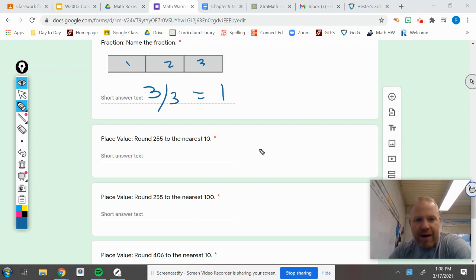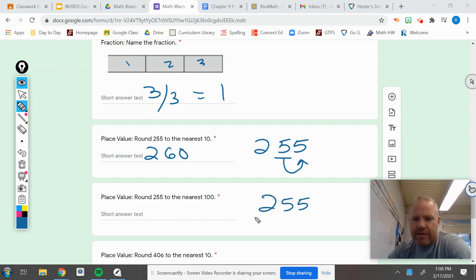That brings us to place value. We're going to do some rounding. We have 255, and we're going to round it to the nearest 10. Here's the tens place. So we're going to ask the 5, are you less than 5? He says, no. So the 5 has to go to the 6. 260.